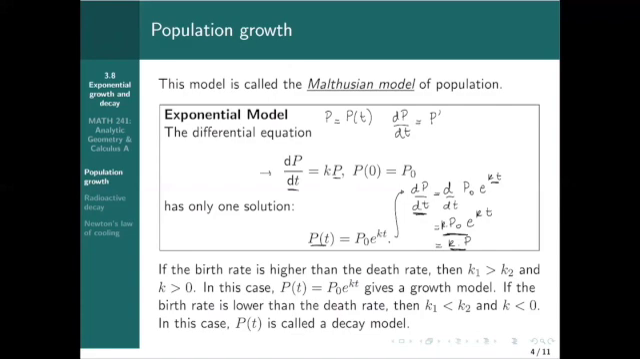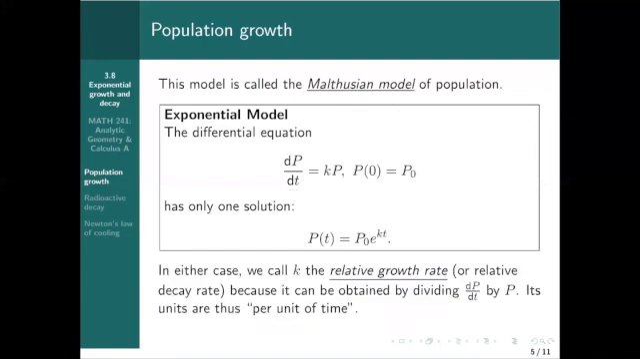If the birth rate is higher than the death rate, it means that K1 is bigger than K2. Remember from the previous slide that K1 and K2 were the constants that the birth and death rates were proportional to. In this case, K is bigger than 0, so this is going to be a growth model. If the birth rate is lower than the death rate, then K1 is less than K2, which implies that K is less than 0, and in this case P(t) is called a decay model. In both cases, the constant K is called the relative growth rate because it can be obtained by dividing dP/dt by P.